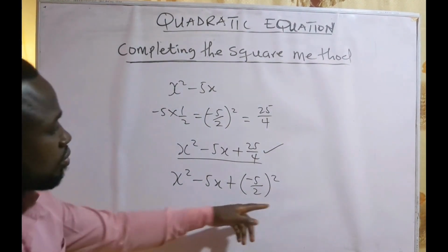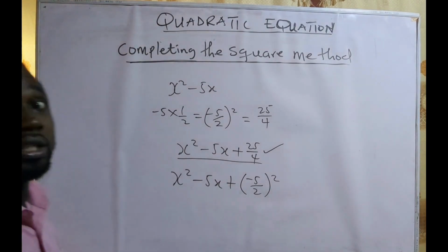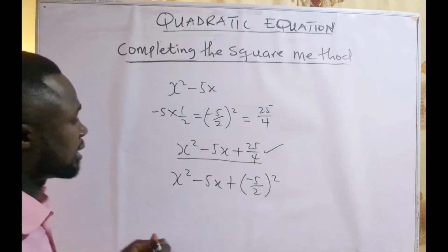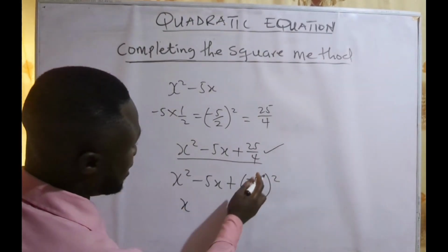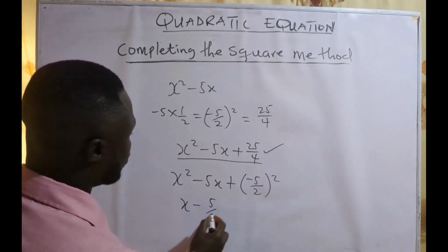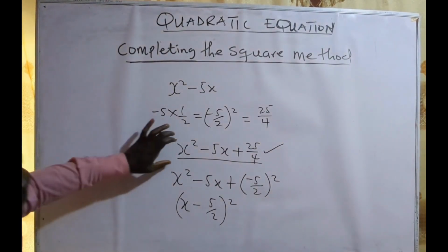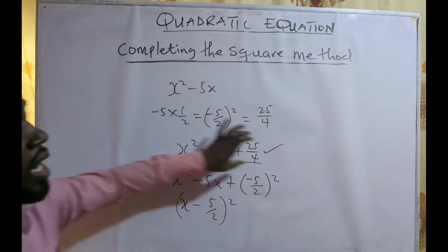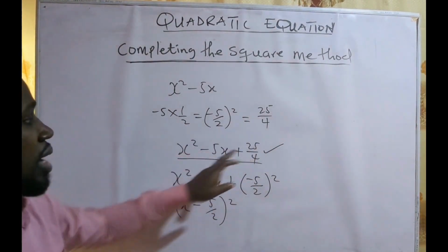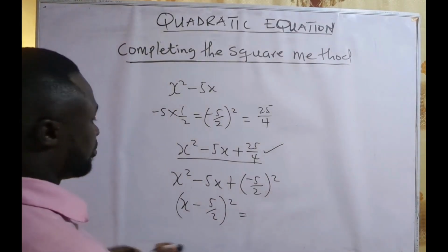So if I want to write this quadratic as a binomial and square it, it will become x minus 5 over 2, all squared. And this is what will give me this particular quadratic trinomial, x squared minus 5x plus 25 over 4. If you like, let's try to expand.